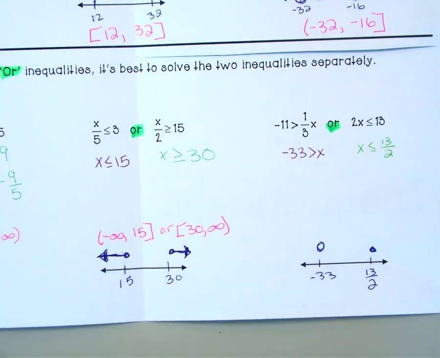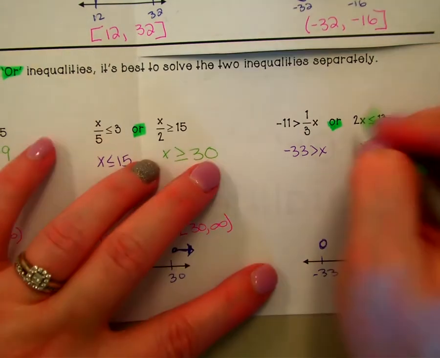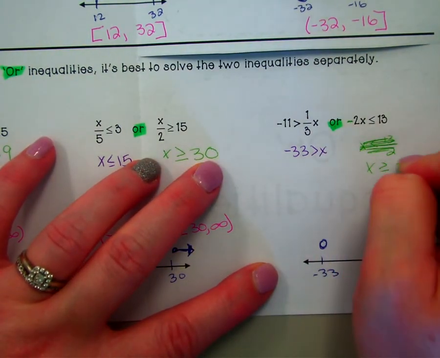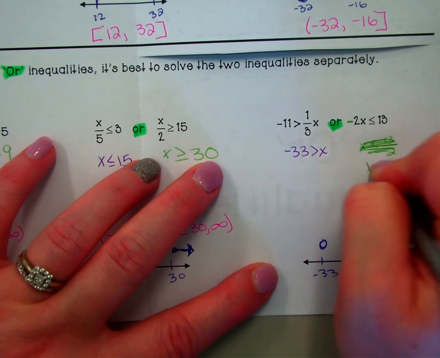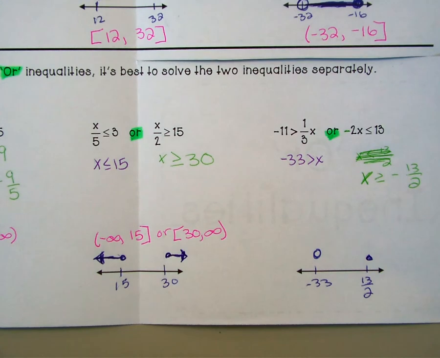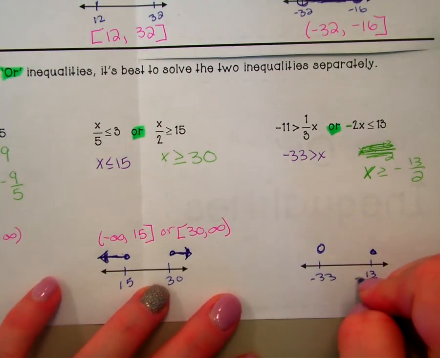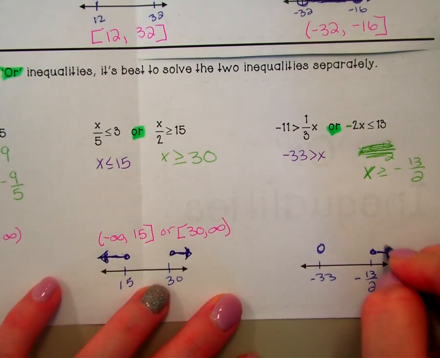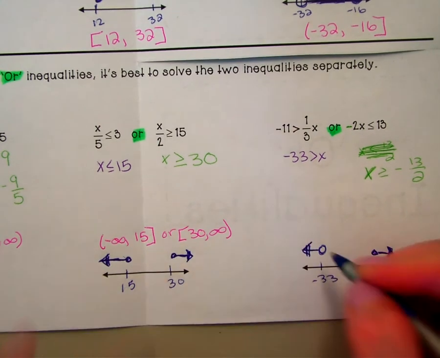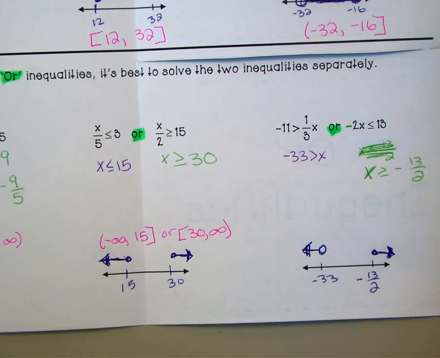I just remembered there's a little typo on this one. Yep. This is supposed to be a negative 2 because I wanted that sign to flip. That one should be a negative 2 because I wanted that sign to flip. So now x is greater than the negative 13 halves or less than the negative 33. So that gives us our two shadings.